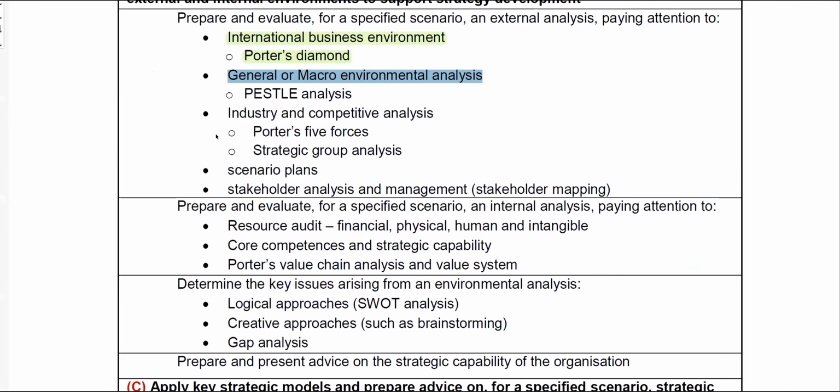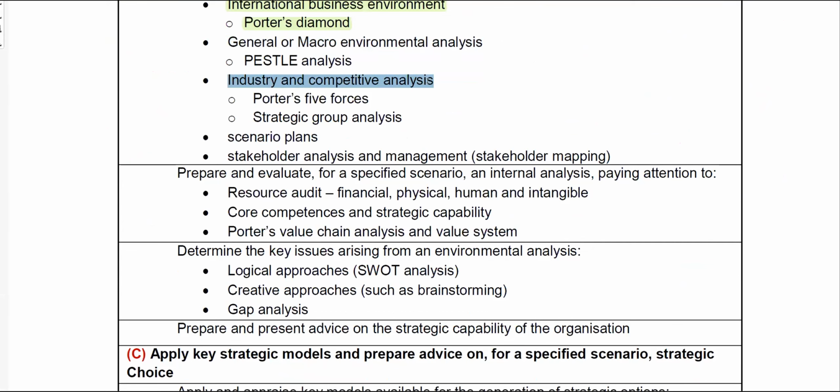So when we get back to the syllabus, what's the next model? It says we should be able to do industry and competitive analysis. We have to use Porter's 5 forces and what we call strategic group analysis.